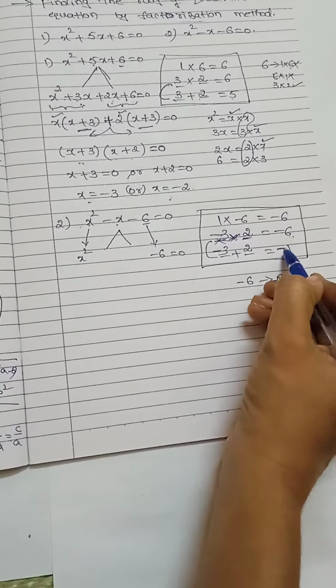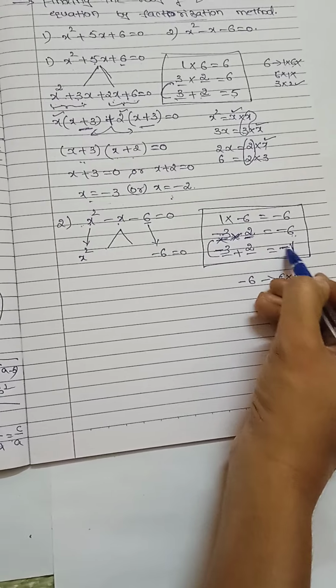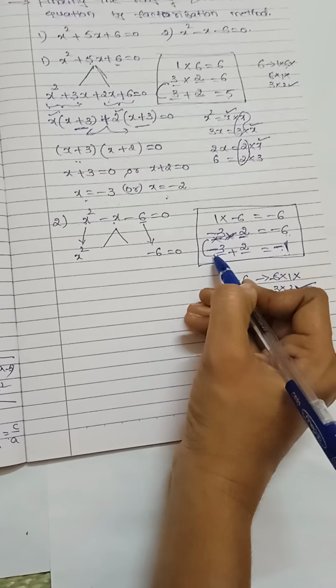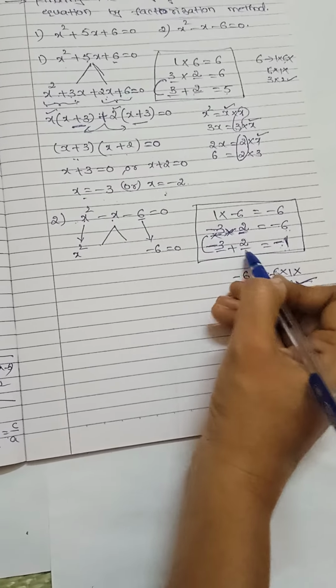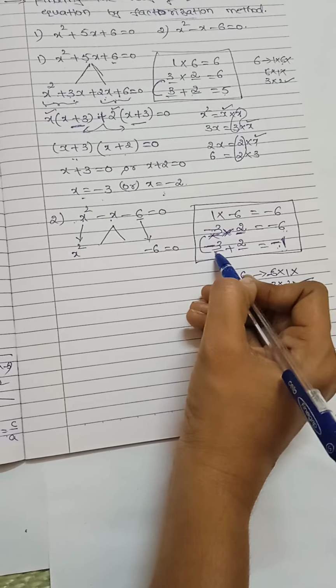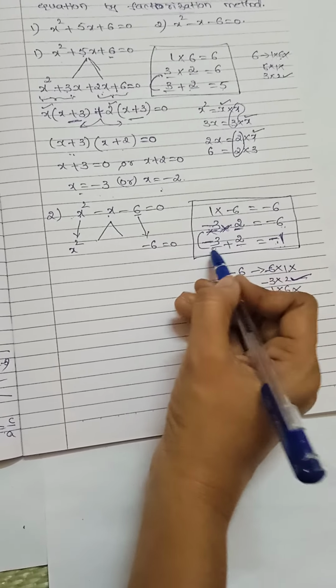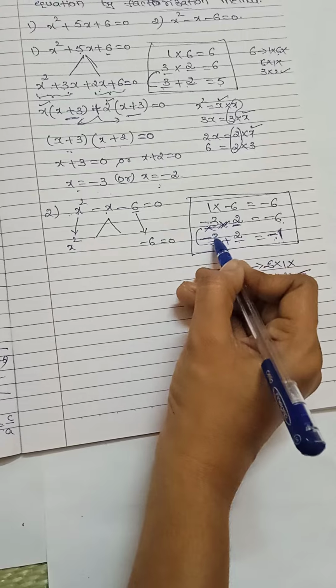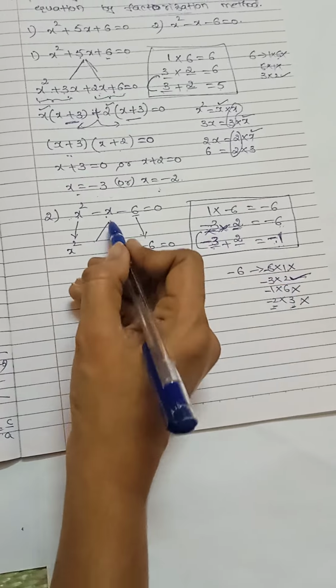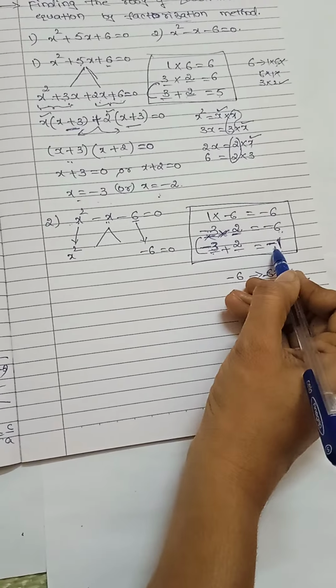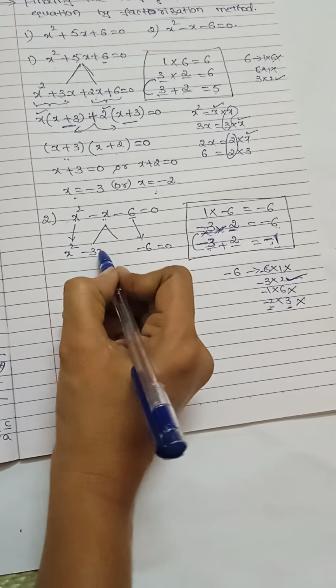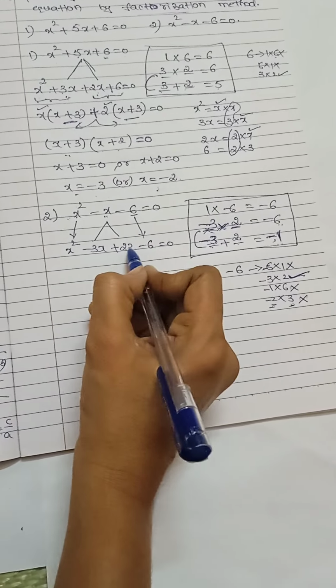The answer should be minus 1, which means the big number should have the minus. When you add the two numbers and you are getting a negative, the big number should be negative. So we have to take the big number 3 as negative. So minus 1x can be written as minus 3x plus 2x.